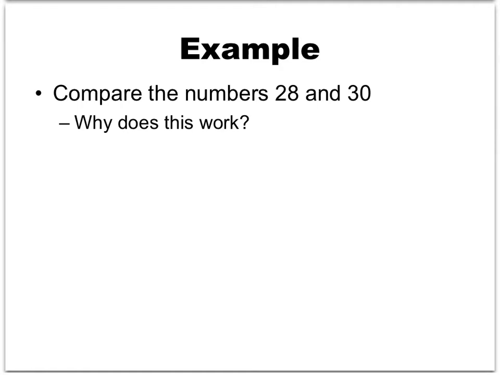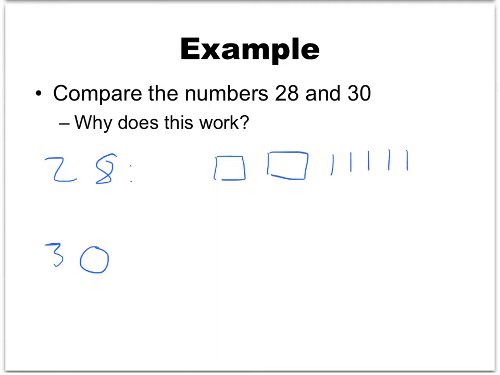So let's go back to this example of 28 and 30, and let's draw pictures of what these numbers represent, 28 and 30. So 28 means that we have two bundles of 10, so we'll let those little boxes represent 10, and then we have 8 individual objects, 1, 2, 3, 4, 5, 6, 7, 8. The number 30 means that we have 3 bundles of 10 and then no individual objects.